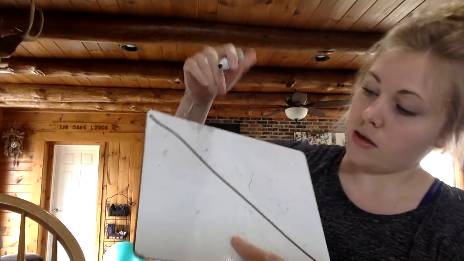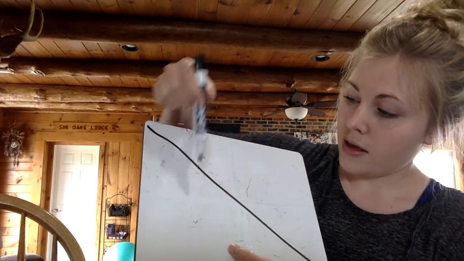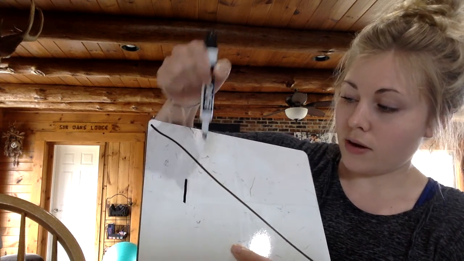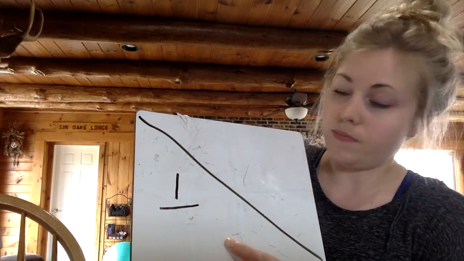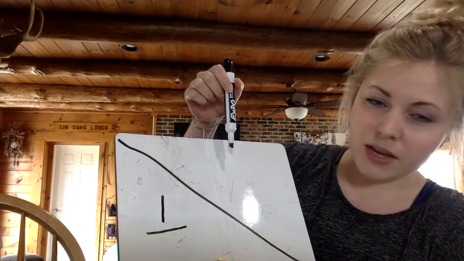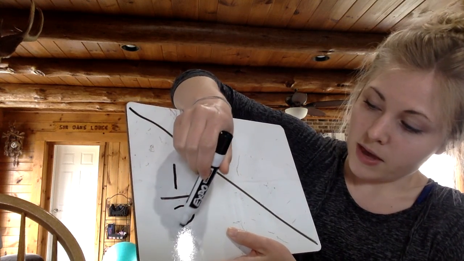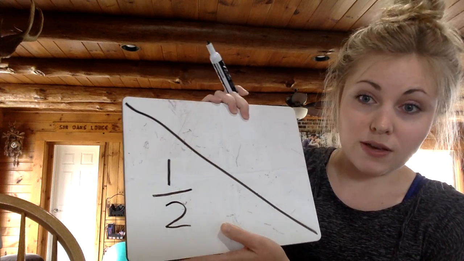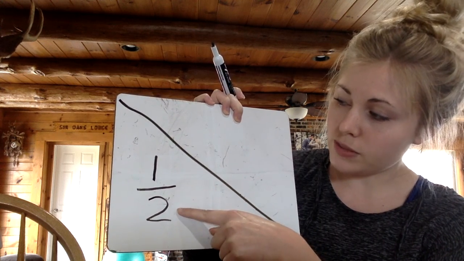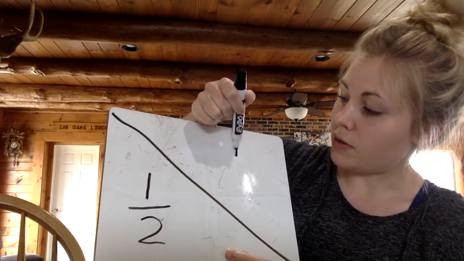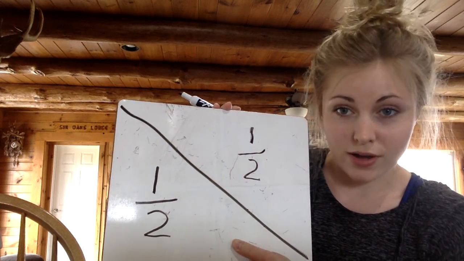So when I have a shape and I look at the pieces, this right here is one piece. So I write a 1 on top. Then I'm going to draw a line under that 1. And I'm going to count the total amount of pieces now. 1, 2. That number goes on the bottom. So we read this as 1/2, or 1 out of 2 pieces. And then this side would be 1 out of 2 pieces as well, or 1/2.